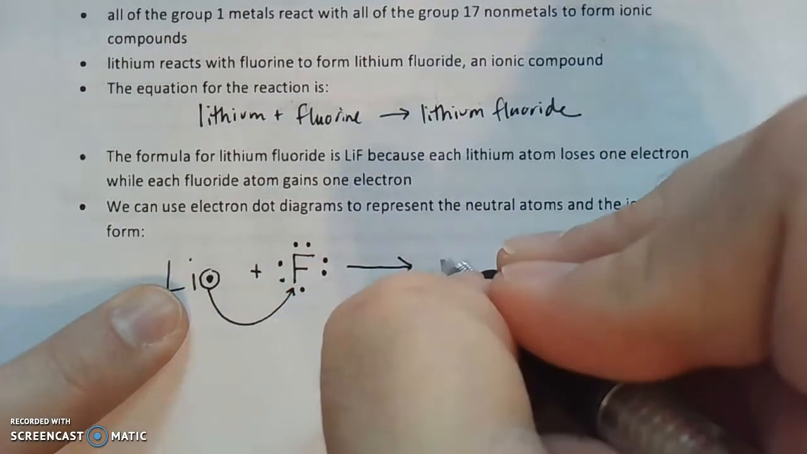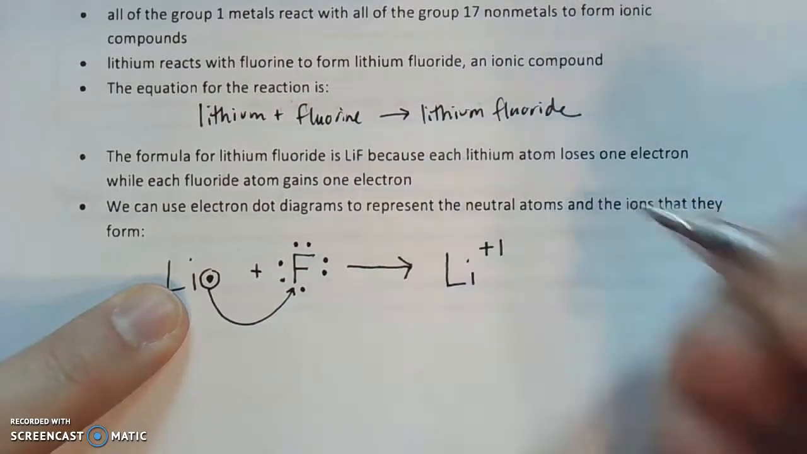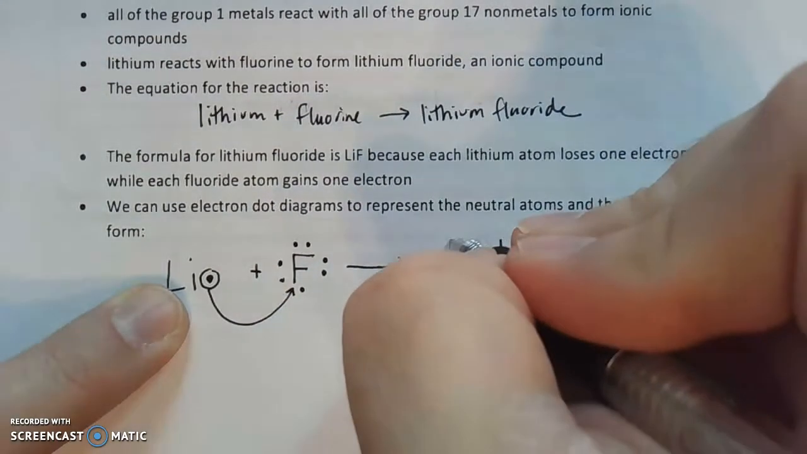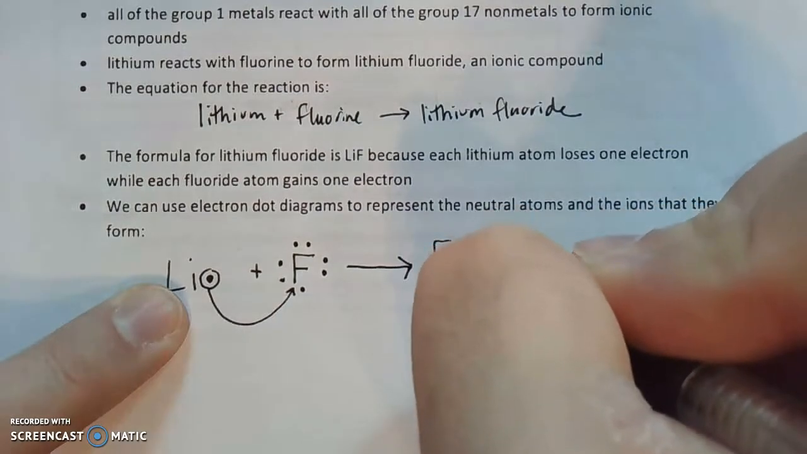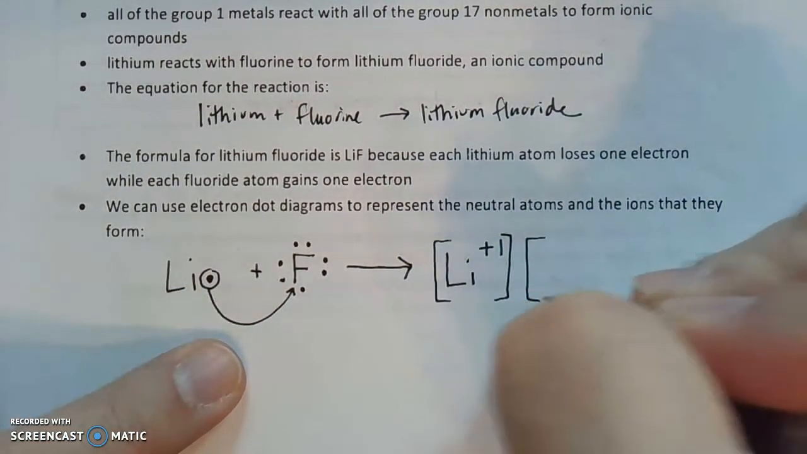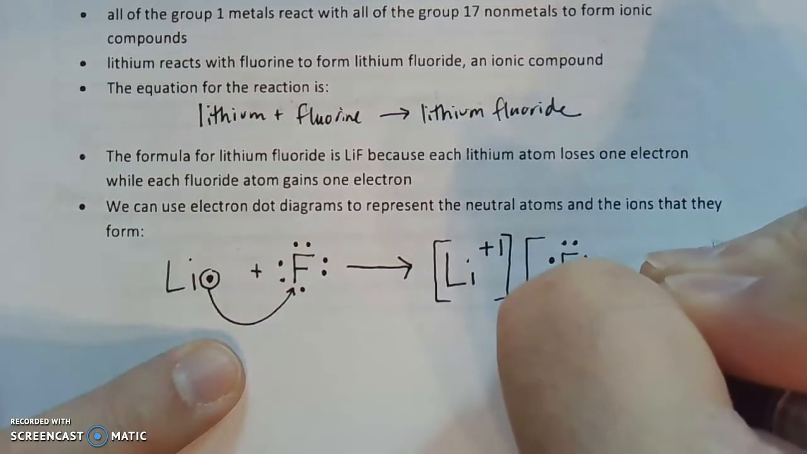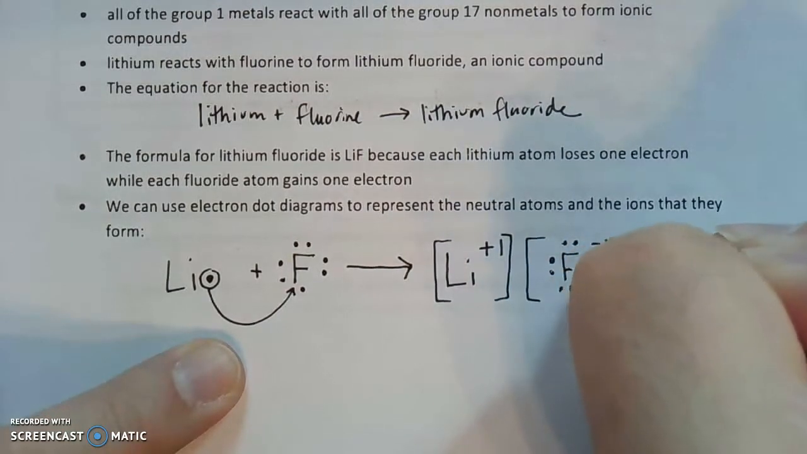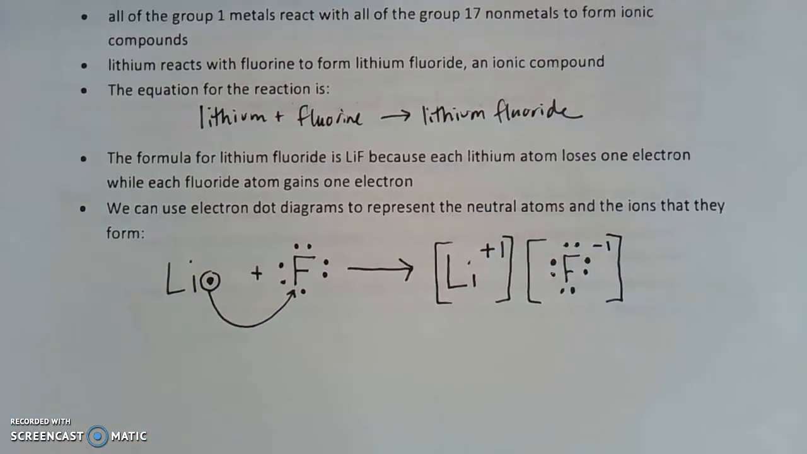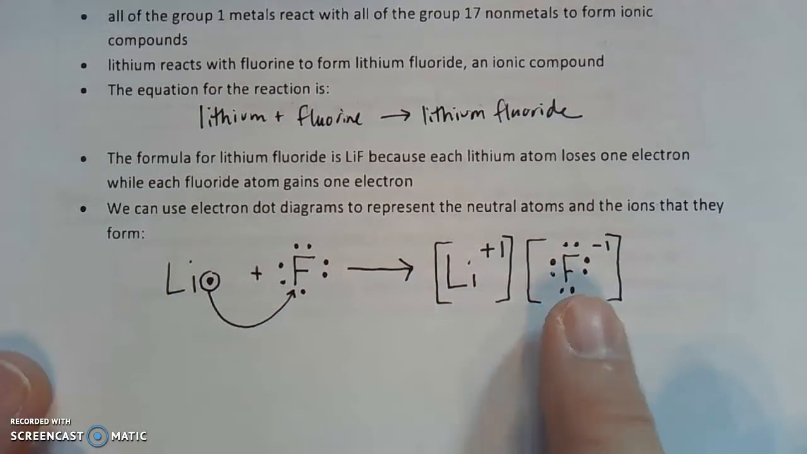So lithium, when it loses that one, is not going to have any more dots around it and is going to be +1. And then I'm going to put a bracket around it to show that it's an ion. Fluorine is now going to have all 8 dots, and because it gained one, is going to be -1. So that's how we show this compound being formed.